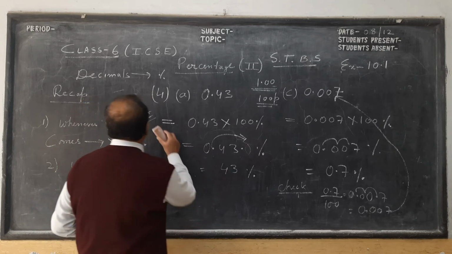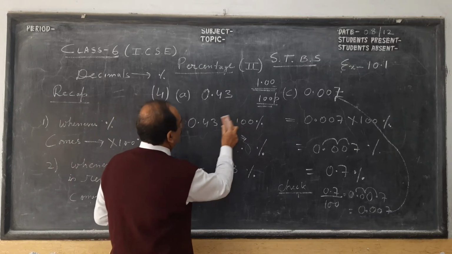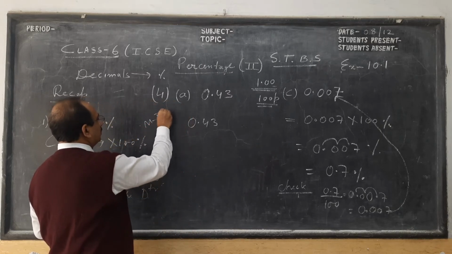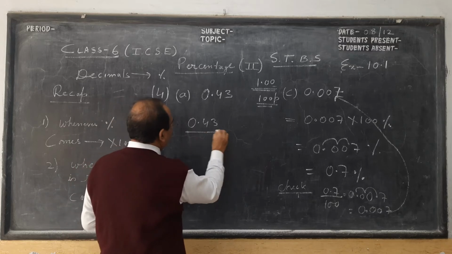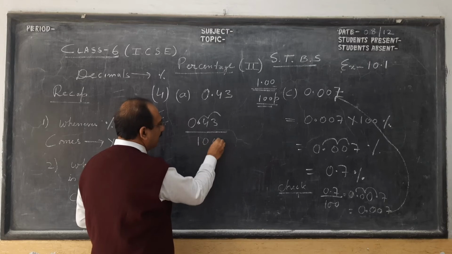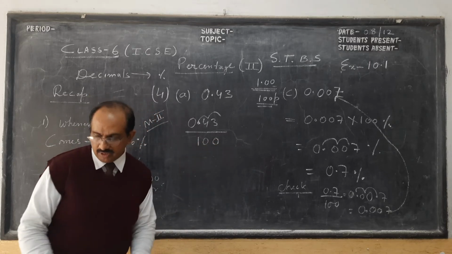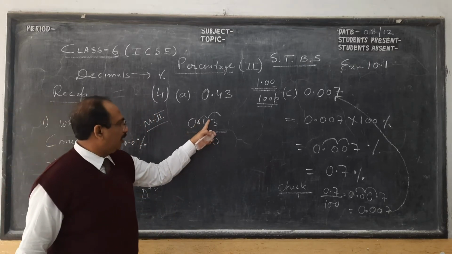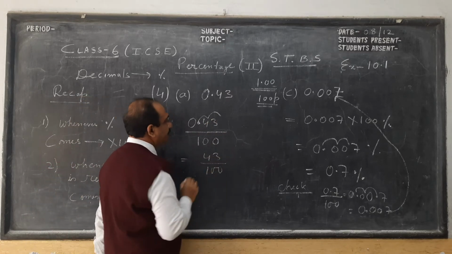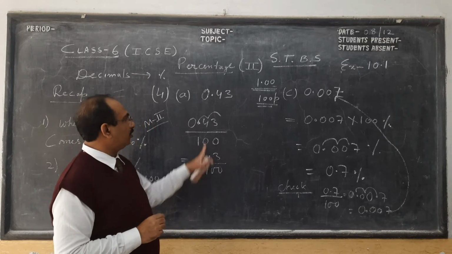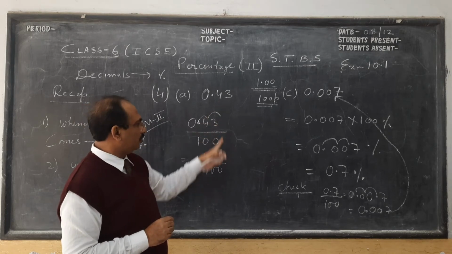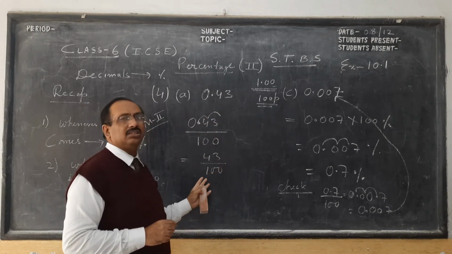Now another method, children, method 2, if you want to see, is this logical method, which I was telling you in the other sum, is when you remove the decimal, 2 decimal to the right, 100 comes down. 2 decimal to the right, it will go 1 place, 2 place. So what do we get, children? 43 by 100. Okay, and if you remove decimal, you will get divide by 100, you will get 0.43, and if you remove decimal, you get 43 by 100. This is the meaning, children.